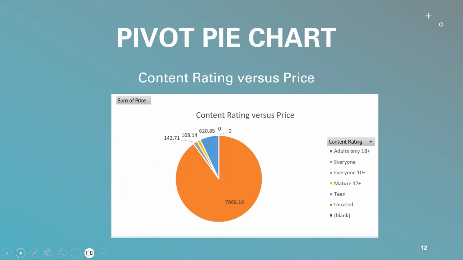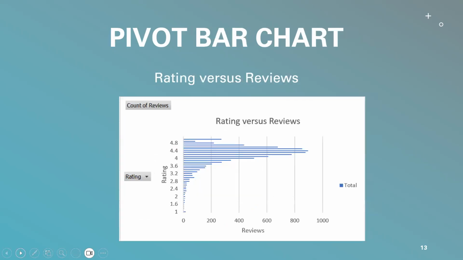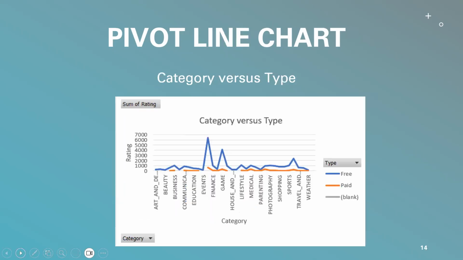For the second pivot chart, a pie chart was needed, and this pie chart shows the content rating versus the price. The third pivot chart was a bar chart, and this shows the rating versus the reviews. The last pivot chart is a line chart, and from here it shows the category versus type.